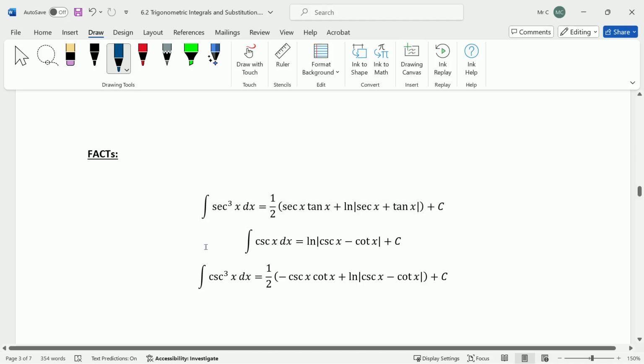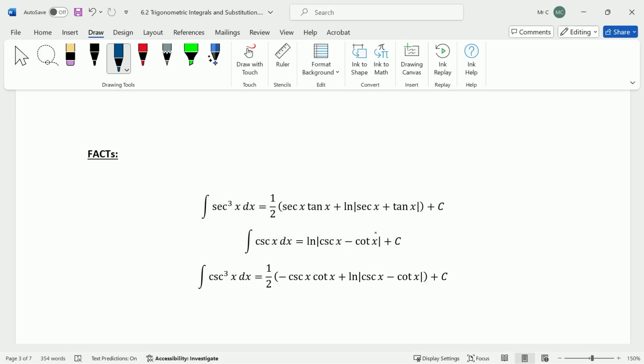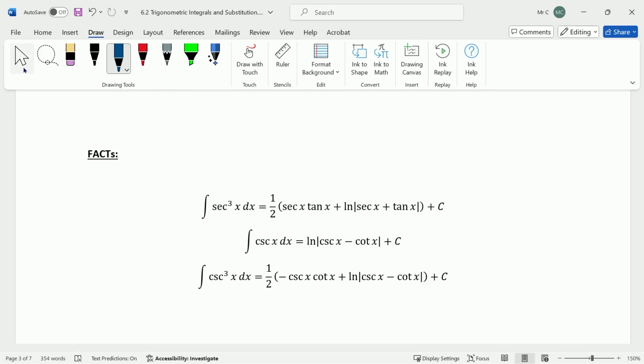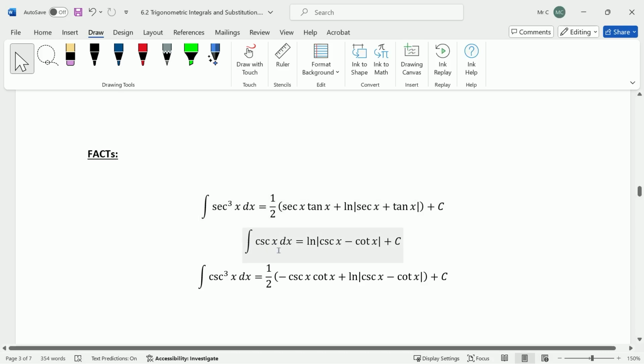The integral for secant cubed of x dx is 1/2 secant of x tangent of x plus the natural log of the absolute value of secant of x plus tangent of x. The integral of cosecant of x dx is ln of the absolute value of cosecant of x minus cotangent of x plus c. And the integral of cosecant cubed of x dx is 1/2 times negative cosecant of x times cotangent of x plus ln of the absolute value of cosecant of x minus cotangent of x plus c. Whew. Okay, how do we get these?